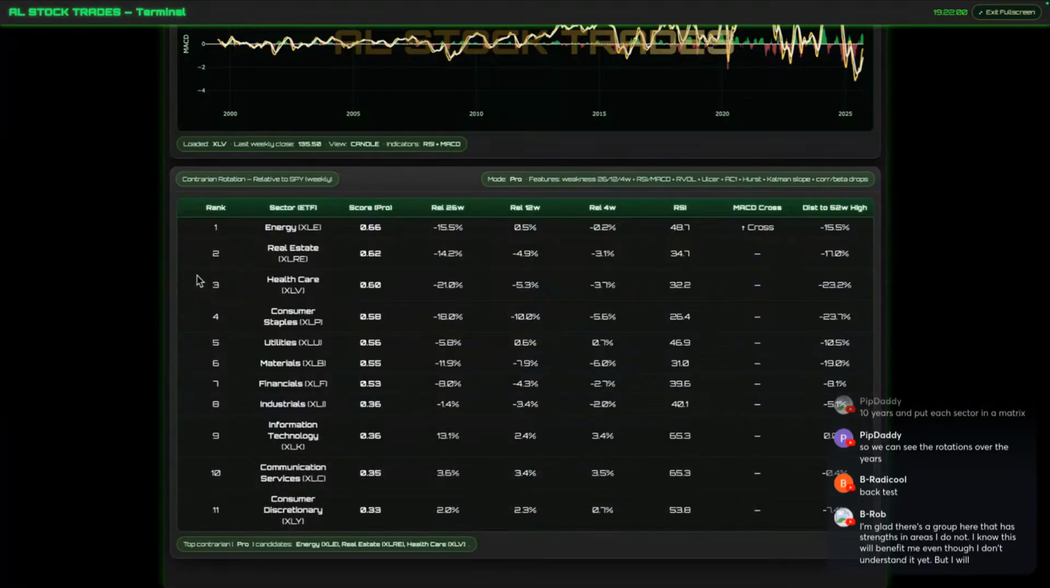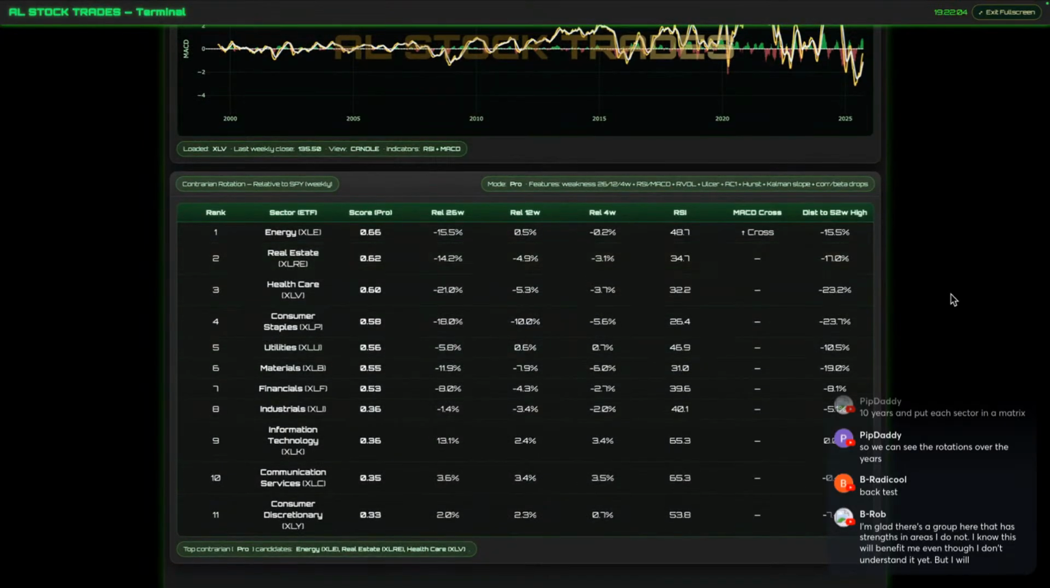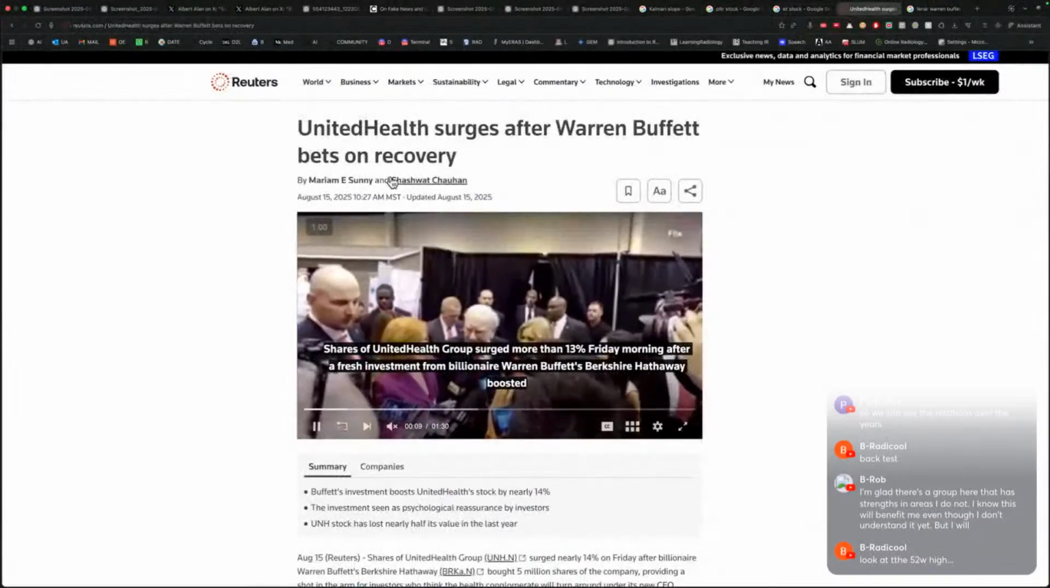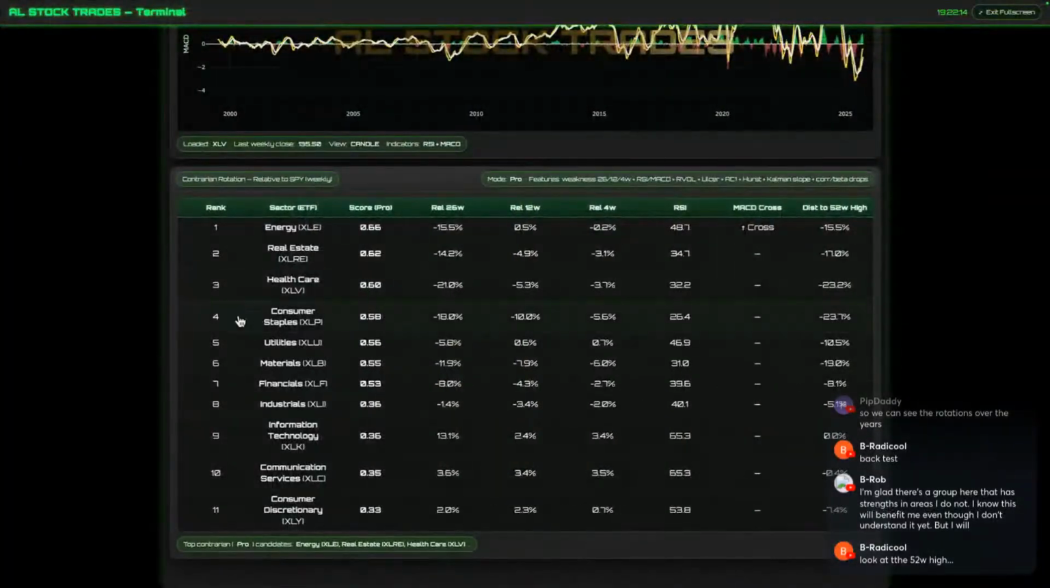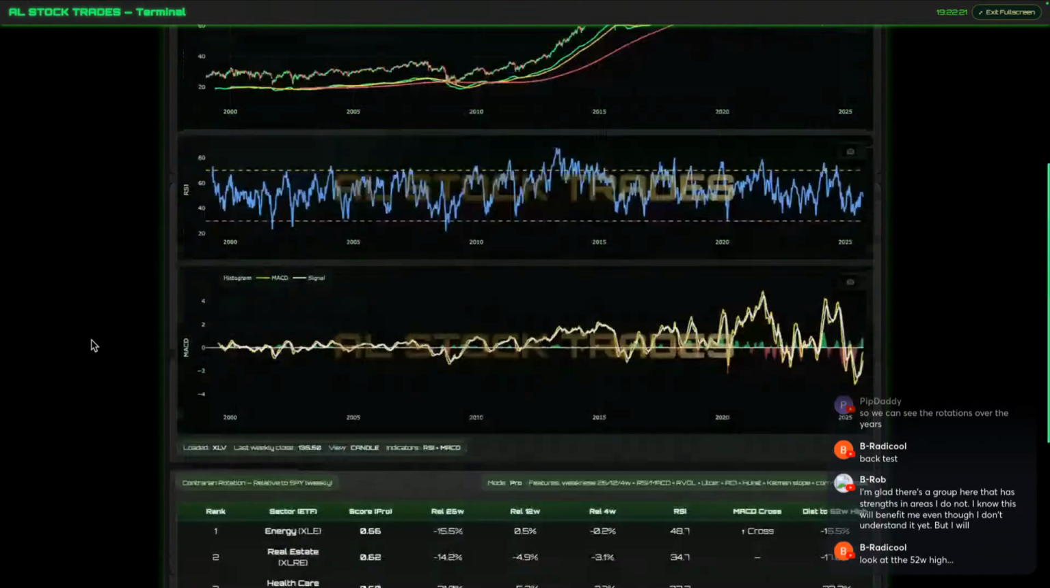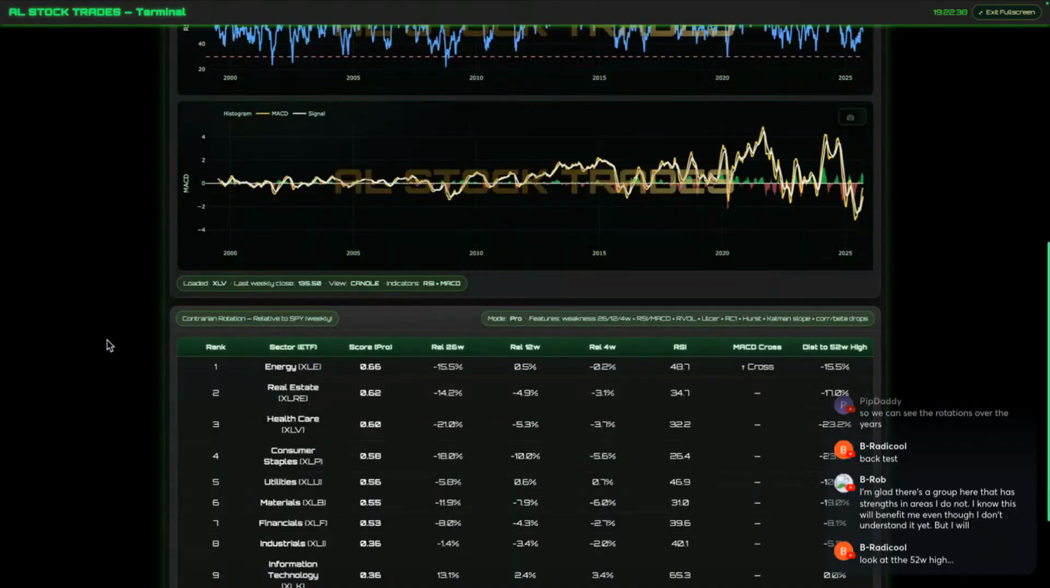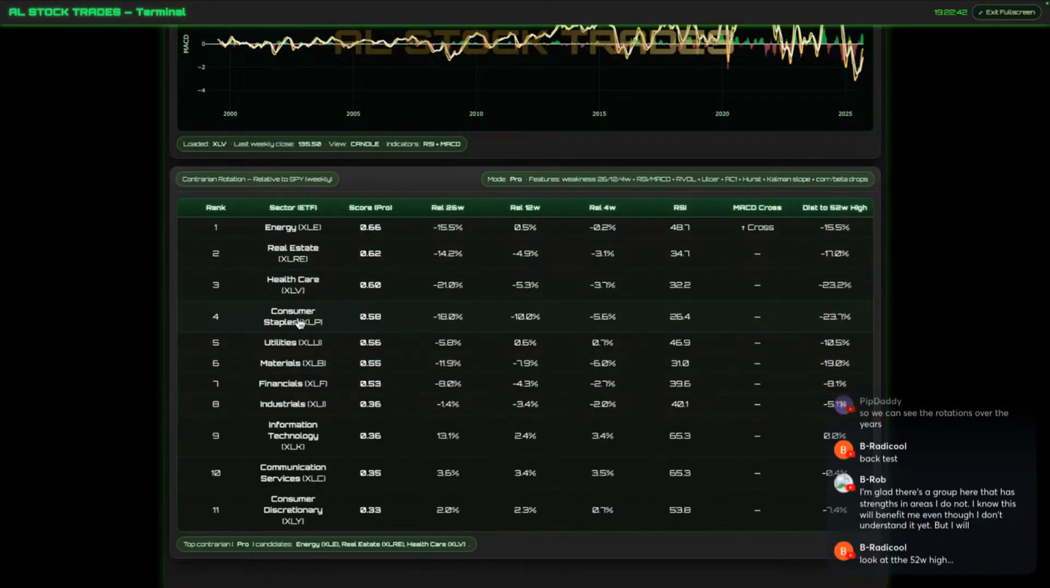So essentially what this does is, nobody wants to buy healthcare this year. After Warren Buffett bought it, people want to buy it, but before that no one wanted to. Nobody wanted to buy real estate. Nobody wants to buy energy. So it takes the psychology out, and flips it on its head. Now let's say energy, real estate, healthcare, and maybe financials are going to be doing well. Okay, now what do I do next?